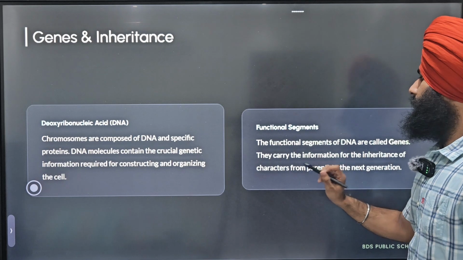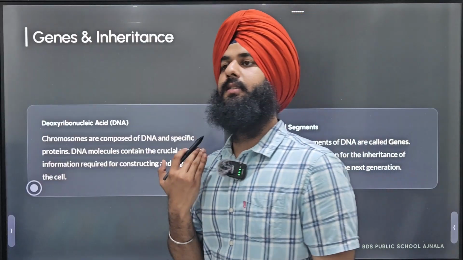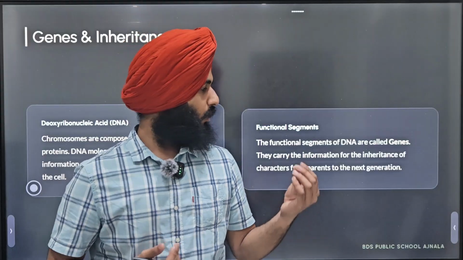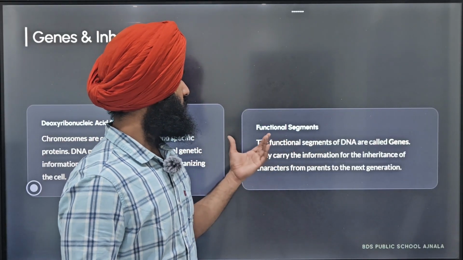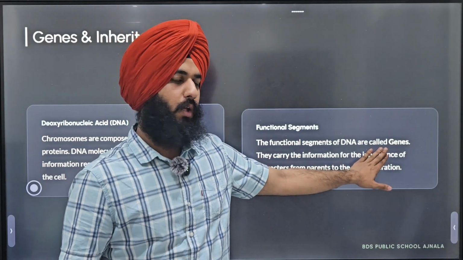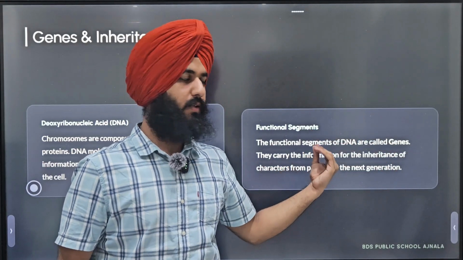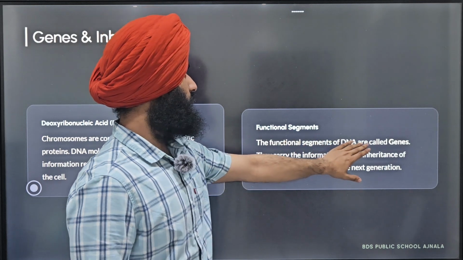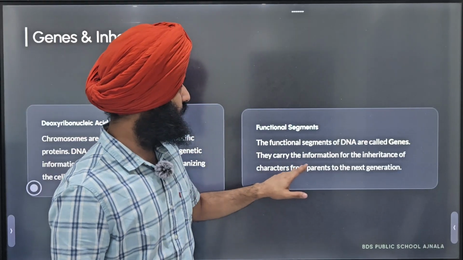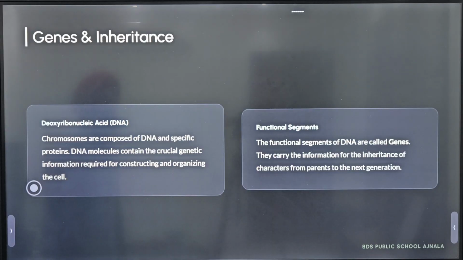Functional segments. The functional segments of a DNA are called genes. So the things that actually matter, the things that transfer that information, for example, say the nose or other things that look familiar, right? These are the functional segments of DNA. These things change the body of the next being, and they'll make it look similar to the previous body. So these are the functional segments of the DNA, and they're called the genes. They carry the information for the inheritance of characters from the parent to the next generation. So these functional segments, which are the genes, carry the main information.